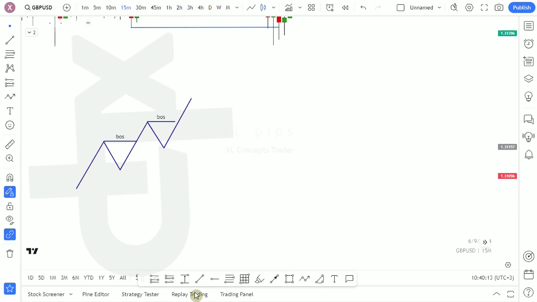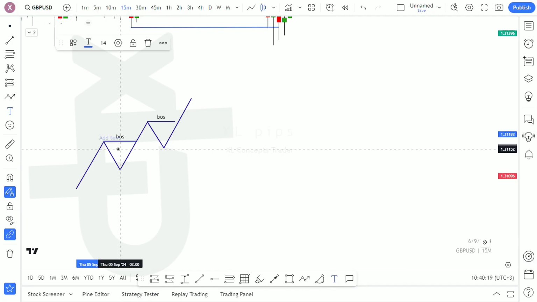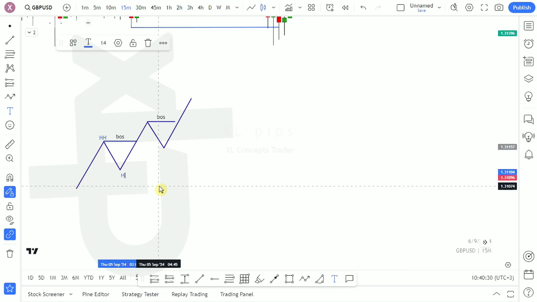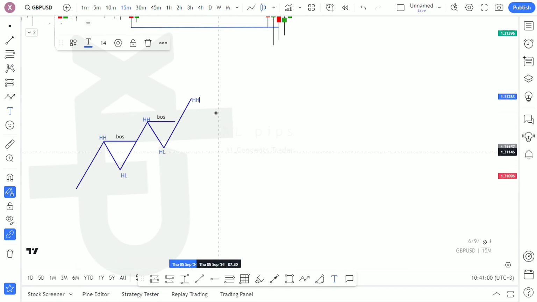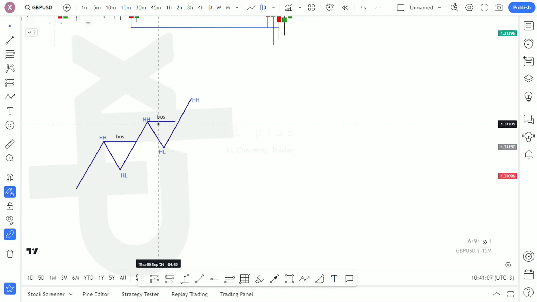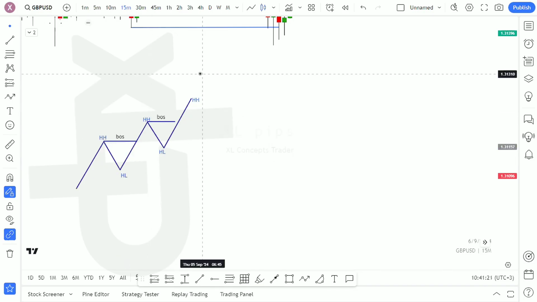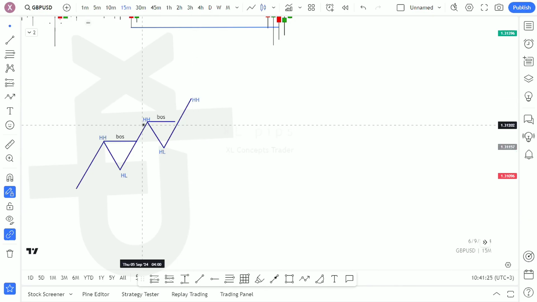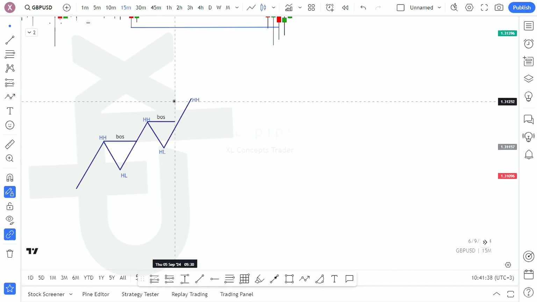Let me show you, this is a high that was formed by price, and here is a higher high. So now you can see how price was continuously pushing to the upside. We were forming new higher highs and breaking the previous higher highs. Now, this was a continuation break of market structure in an uptrend.